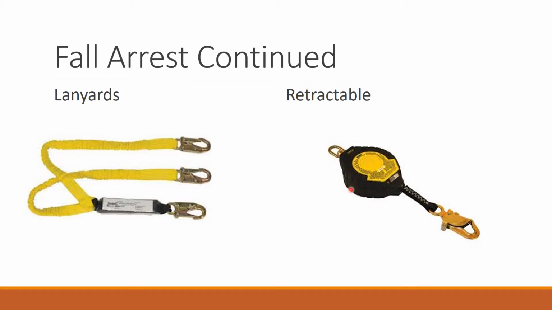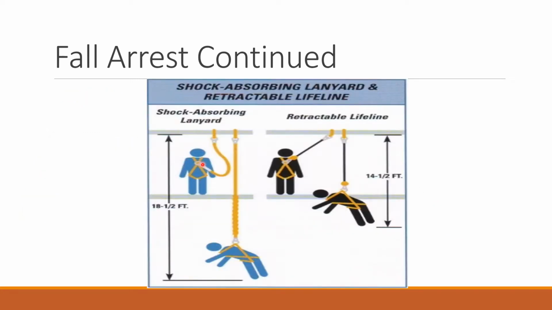In the next slide, you can see the different situations that they're used for. You see here the shock absorbing lanyard. This is for situations where maybe you're high up, and you can see the difference in length. The shock absorbing lanyard actually gives when you fall, while the retractable lifeline actually locks you in place.